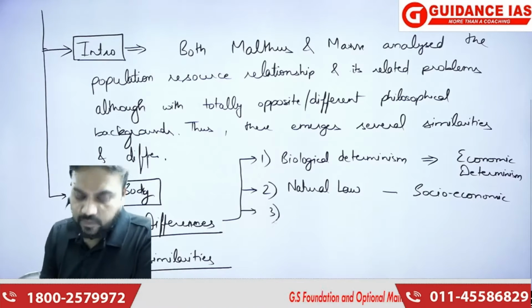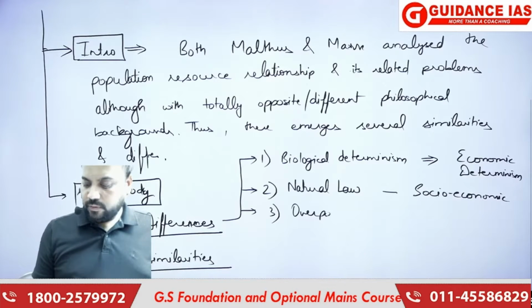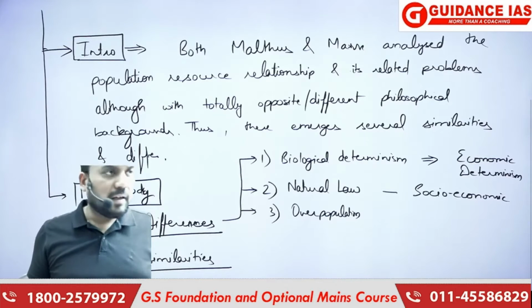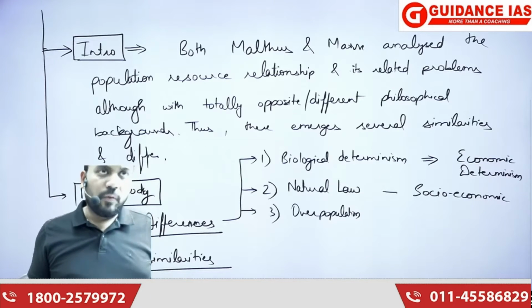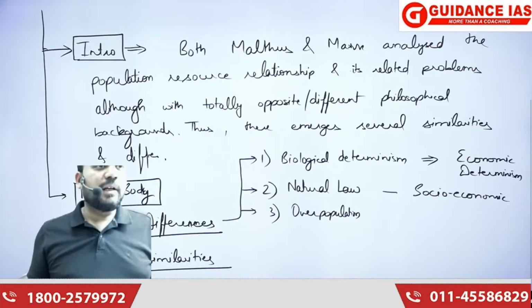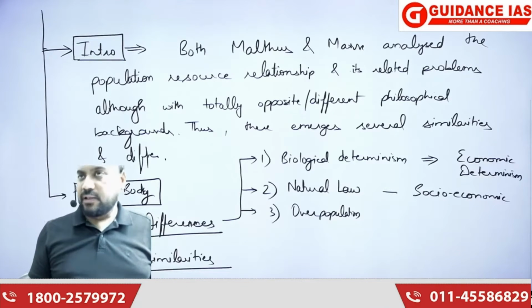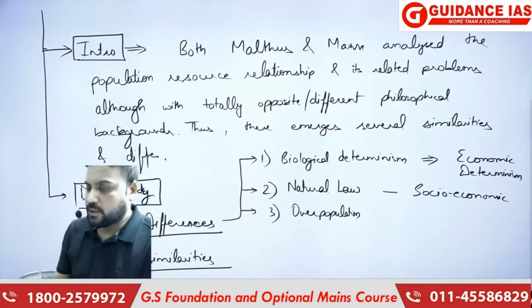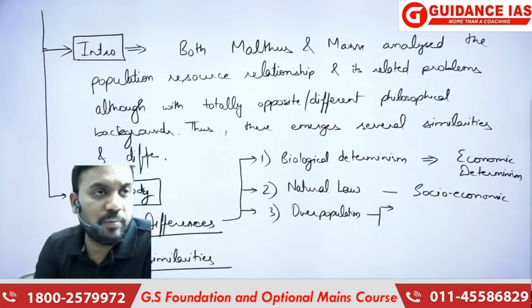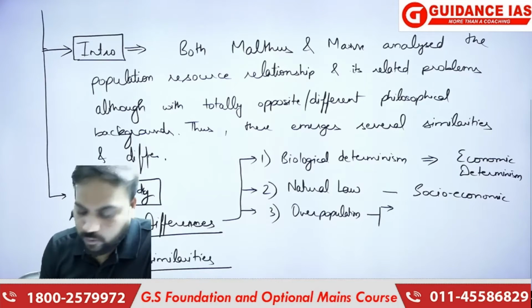Other differences, for example, they differed in terms of the concept of overpopulation. If you talk about both, we'll see that both of them agree that the problem of overpopulation exists. But why this overpopulation exists and what are its consequences, there is a difference between them. With respect to Malthus, he says that it is essentially inevitable that there will be overpopulation.